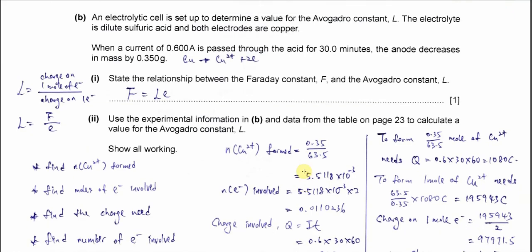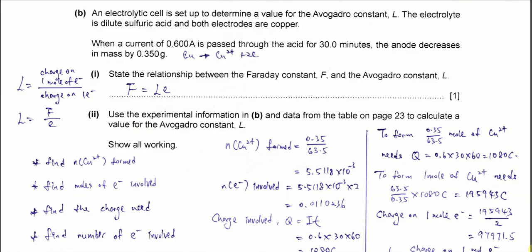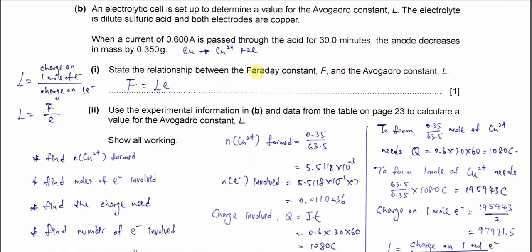Part B. This question is quite challenging and confusing for some of you, who do not really understand how to calculate using the Faraday constant, the number of moles of electrons, and so on. I will try to explain in more detail so you can understand how to deal with this question. An electrolytic cell is set up to determine the Avogadro constant, L. The electrolyte is dilute sulfuric acid, and both electrodes are copper. During the electrolysis, the current used is 0.6 ampere, and the time used is 30 minutes.